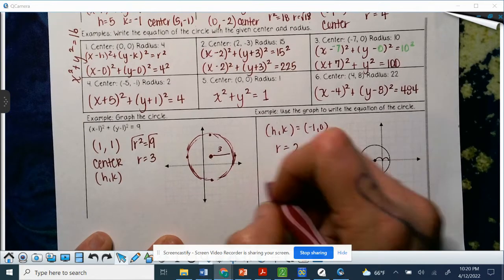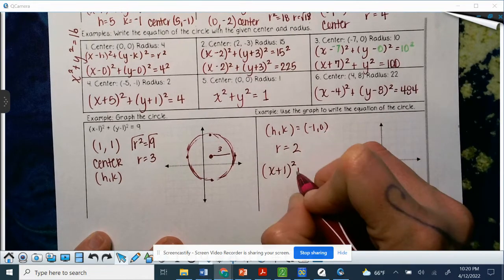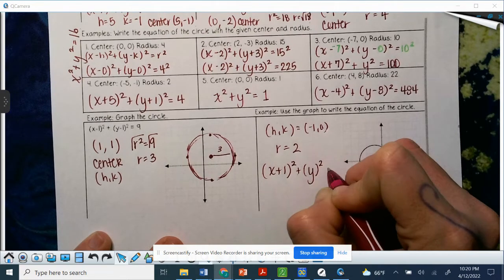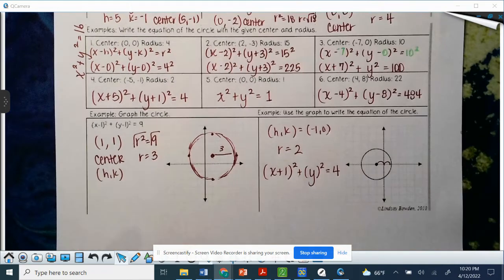So our equation is going to be x plus 1 squared, because that's a minus, and then y squared equals our radius squared, which is 4. And that just happens to be 4. No coincidence, not even related to the fact that the diameter is 4, but the radius squared is 4.